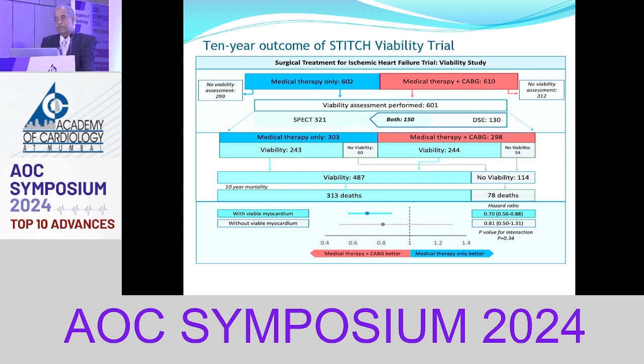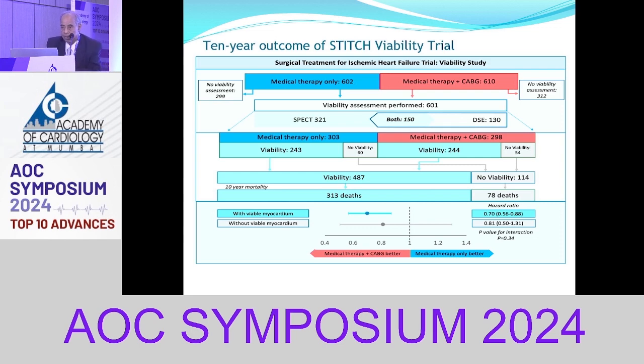So let me tell you, this is the 10-year data of the STITCH trial viability. In this viability arm, there were 2 groups. The viability assessments were done only in a small number of cases of the STITCH trial. 600 patients had medical treatment, and medical treatment with CABG was in another 600. The viability in this was assessed by SPECT and by dobutamine.